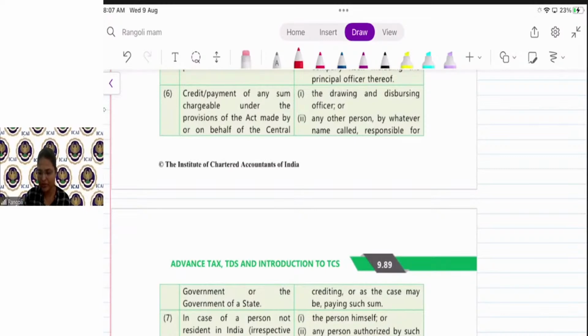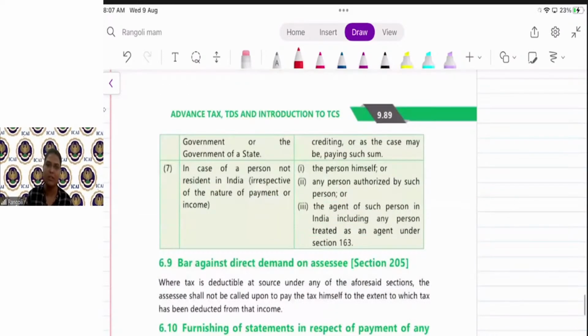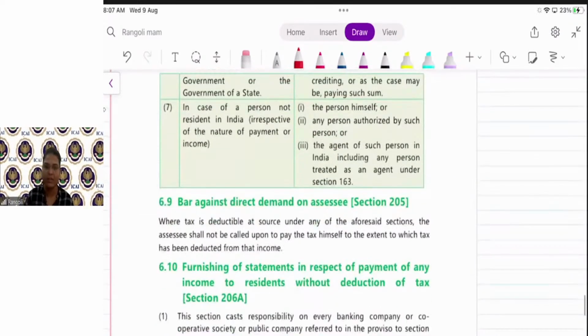So here the list of income and the payer is given. In majority of cases the payer, or in case the payer is a company, then the principal officer of the company is required to deduct TDS.